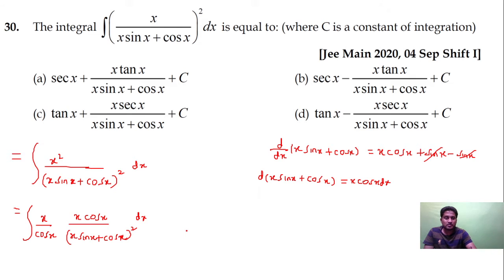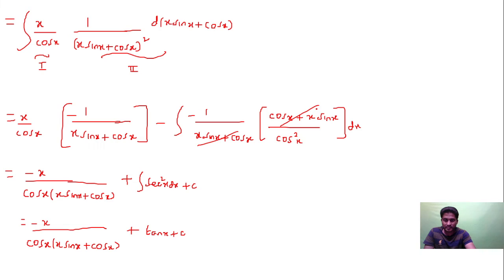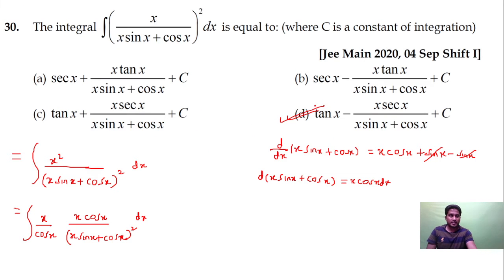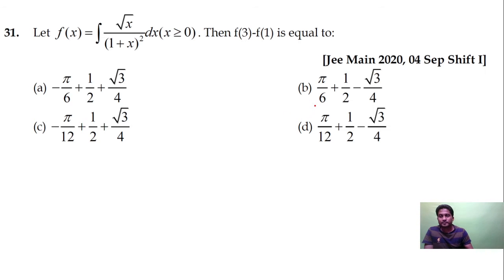Question number 30. So this can be written as minus x into sec x, since 1 by cos can be written as sec, upon x sin x plus cos x, plus tan plus c. The answer will be equal to option C only. Option D: tan x minus x into sec x upon x sin x plus cos x. That's right, answer is option D, guys. Let's move to the next question.